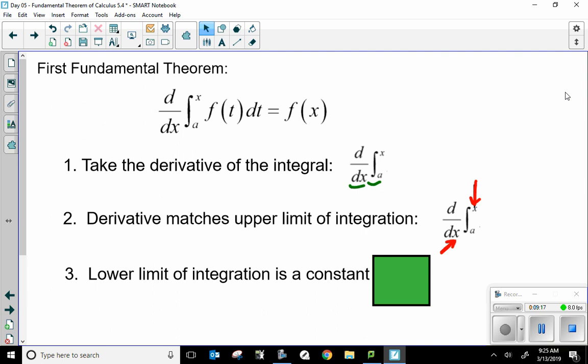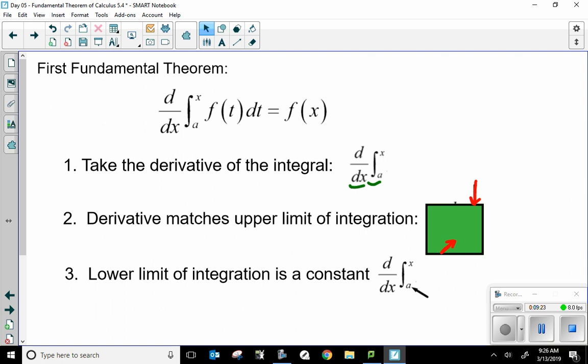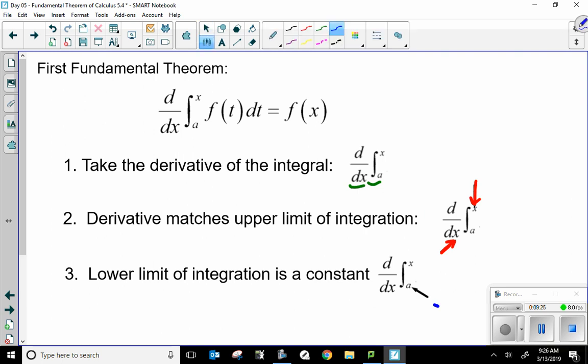And here's a little tidbit that we did not discuss. My lower bound, my lower limit of integration is a constant. This a represents a constant. Whenever I have this situation here, it's easy. It's cake. All right? It is cake.